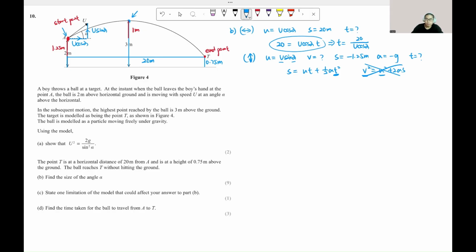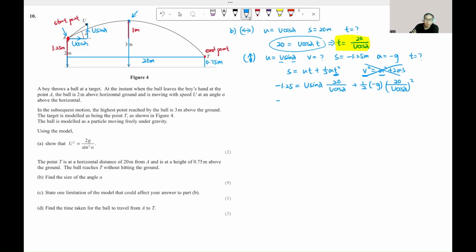All right, let's put the values in. So negative 1.25 is S, and then U is U sine alpha. And then we already rearranged it, so we know T is equal to 20 divided by U cos alpha. So we can put that in, 20 over U cos alpha. And then plus half, and then A is negative G, times T squared, which is 20 over U cos alpha, squared.